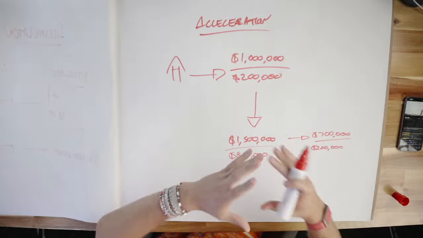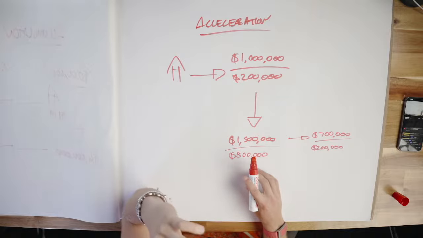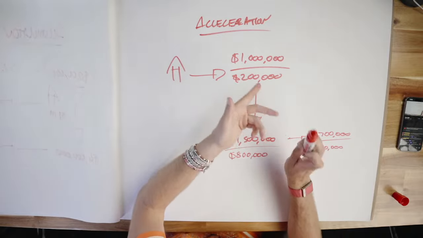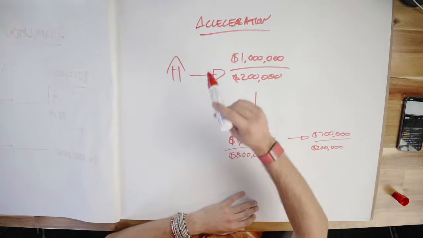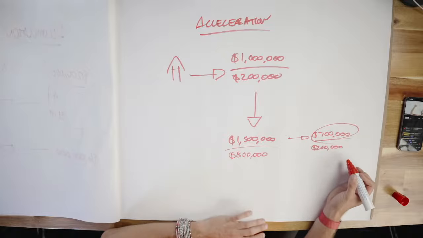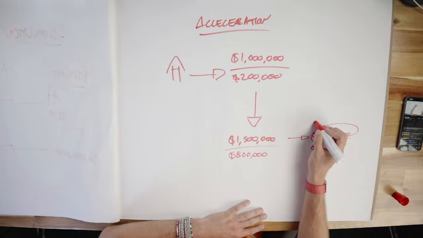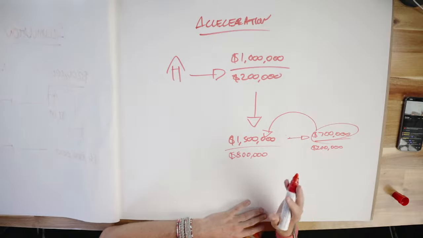Obviously, this is the accumulation phase. But the chance is that this property that's now worth $1.5 million might be tired. You might be able to subdivide it. You might be able to increase the cash flow. So the acceleration piece of the strategy is then using some of this $700,000 of equity that you've created to put back into the property to make it worth more money and to increase the cash flow.